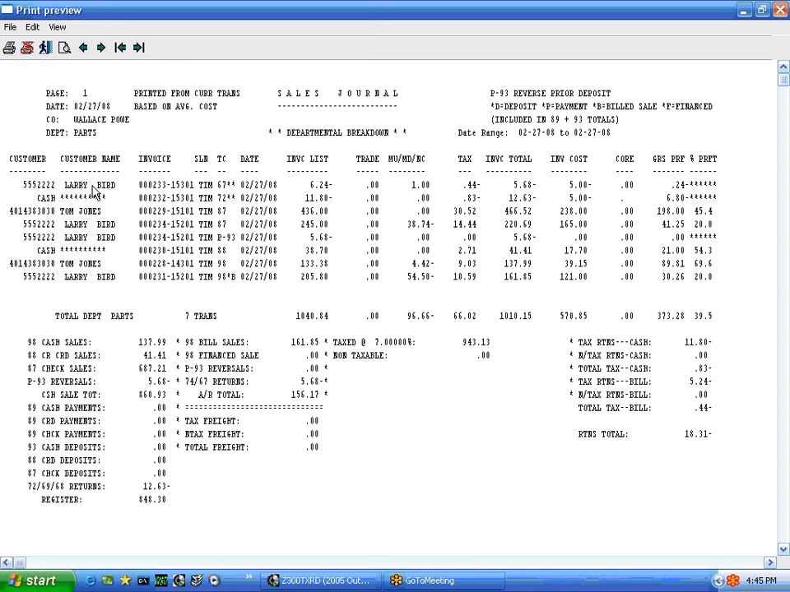Here's my customer, Larry Bird. Here's a cash sale. Obviously, I used F1. Didn't put the customer's name down. It shows me the invoice number. As we talked about earlier, the invoice number is a sequential number. The next invoice will be one added to it. This is the actual time, that 1530 is the actual time that invoice was done. This was the user number that it was done on.